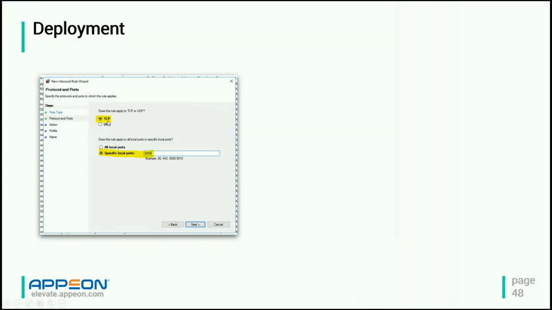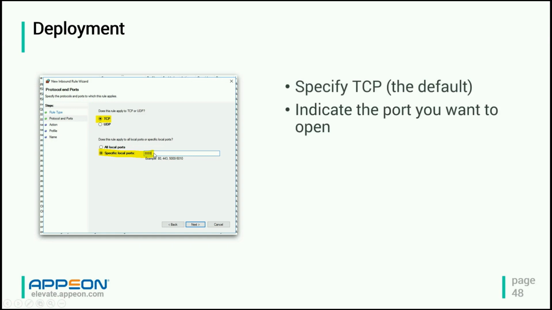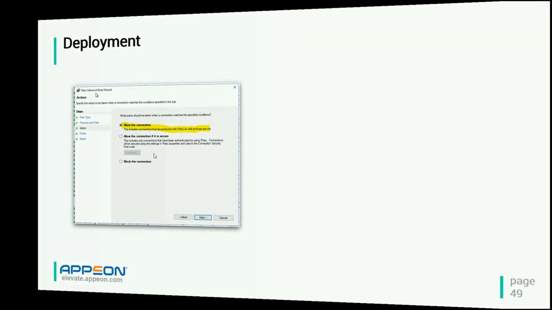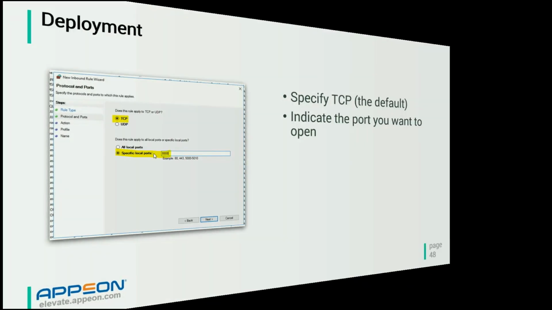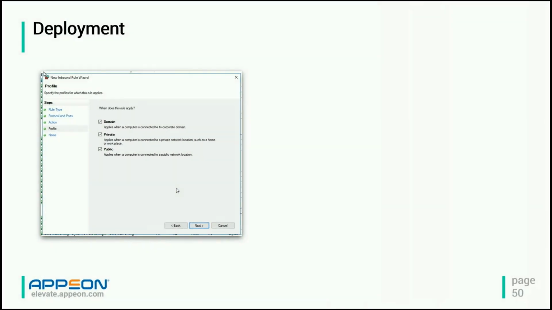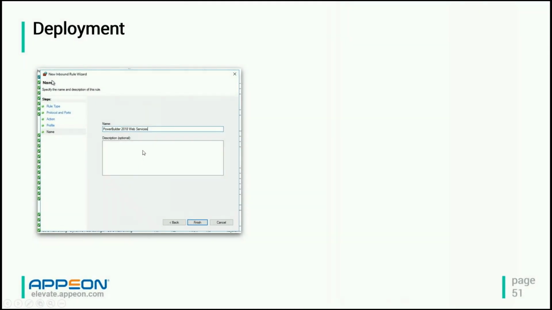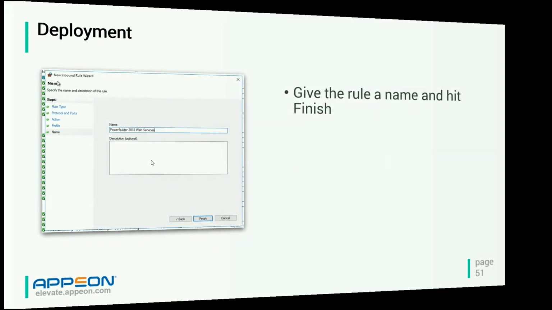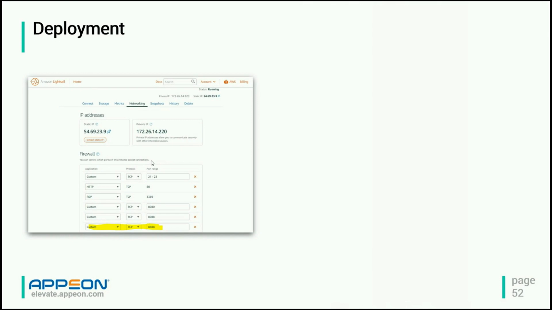Indicate that it will be a TCP port. Indicate the specific port or ports that you want to open. In this case, I'm going to be opening up 8888. In the next part of the dialog, you just say you're going to allow the connection. That's the default. The next part, it'll ask for the profile. Once again, accept the default, which is all checked. And then give it a name. So I'm going to call this PowerBuilder 2018 Web Services. That's my new rule on my firewall that exposes the port to the outside world now.